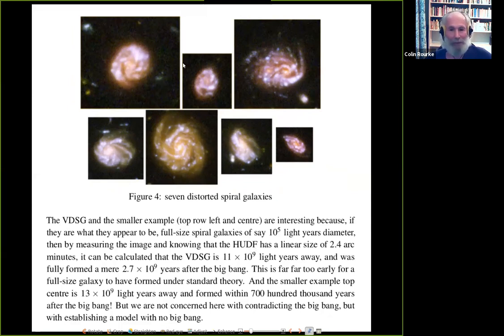So these two examples are just a straightforward contradiction of the Big Bang Theory. You can just look at them and say the Big Bang Theory is wrong. We are seeing too far. We shouldn't be able to see those guys. Okay. Anyway, we're not concerned with contradicting the Big Bang Theory here. We're concerned with establishing a model with no Big Bang.